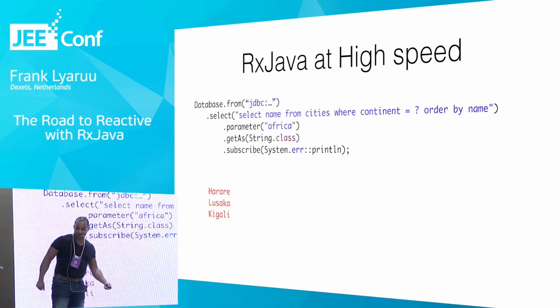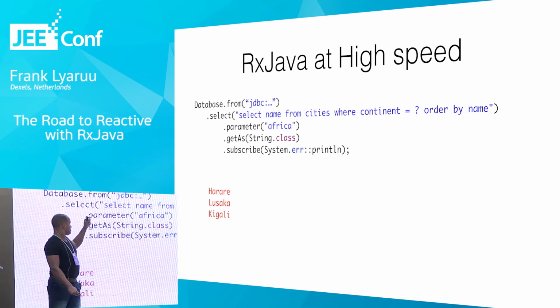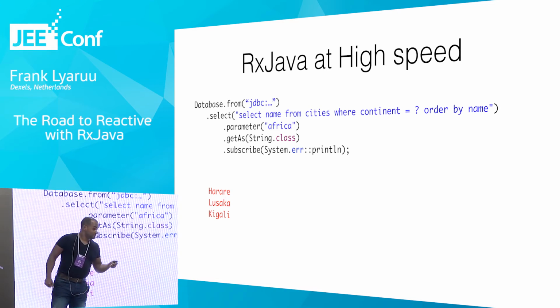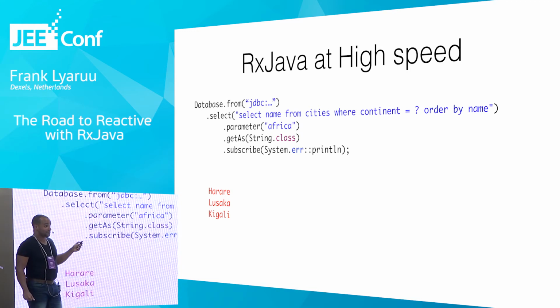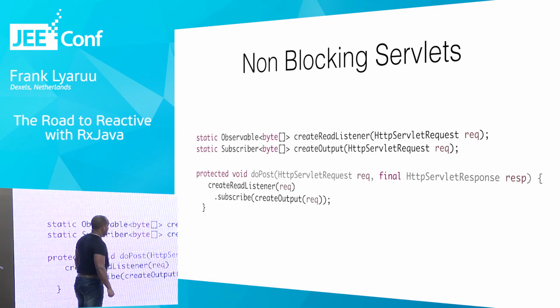For example, you could also do something like this from JDBC. You can, from a database, do a selection, pass a parameter. Although JDBC is a blocking API, and you can't really make something non-blocking. So it won't really help you a lot in terms of performance, but it is still a much nicer flow of code, I think.